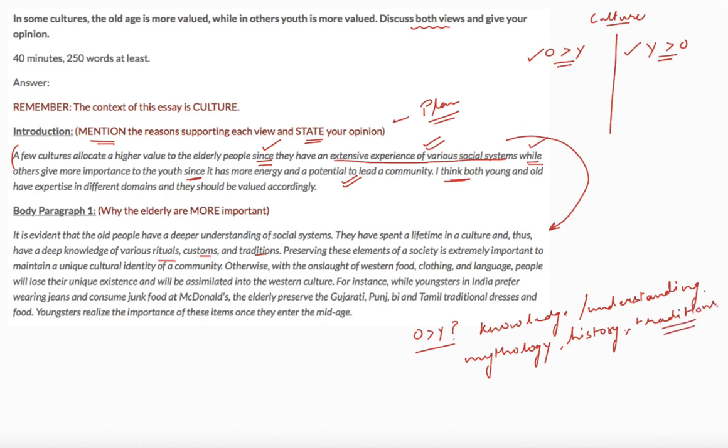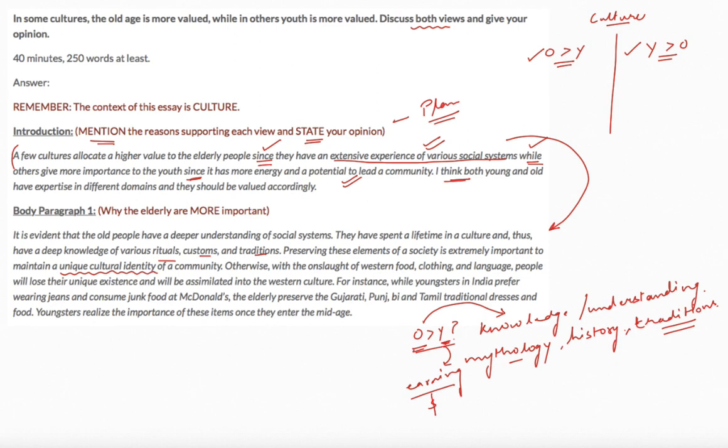and they are able to maintain those traditions, which youngsters in the modern age, in the age of industrialization, do not give much attention to. So while youngsters are more focused towards earning, more focused towards dollars, old people have a balanced view. They're concerned about money, but they also have some understanding of mythology, history, traditions, and these are equally important in a society because they help in maintaining a unique cultural identity of a community.